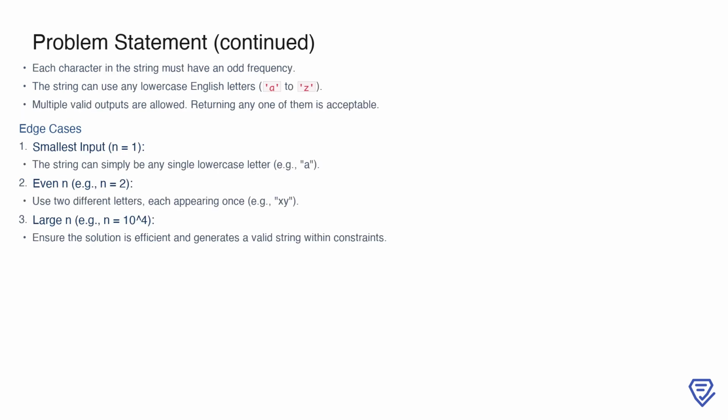To summarize, the main requirements are that the string must be exactly n characters long, and every character in it must have an odd frequency. We are free to choose any lowercase English letters from a to z, and there can be multiple valid solutions. For edge cases, when n is 1, we can simply return any single letter, like a. For an even n, we can use 2 different letters, each appearing once. For very large values of n, such as 10,000, we must ensure the solution is efficient and adheres to the constraints, generating a valid output without exceeding time limits.